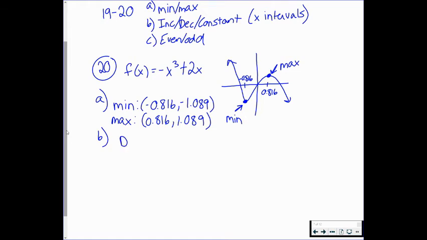From the left side, we can see that the graph is going down, which means it's decreasing. From negative infinity, because it's from the left, stops decreasing at negative 0.816 for the x value. Somewhere else this function is decreasing is over here on the far right side. That's from 0.816 all the way to positive infinity because it goes to the right. Now I'm going to use a U to join those two pieces together.